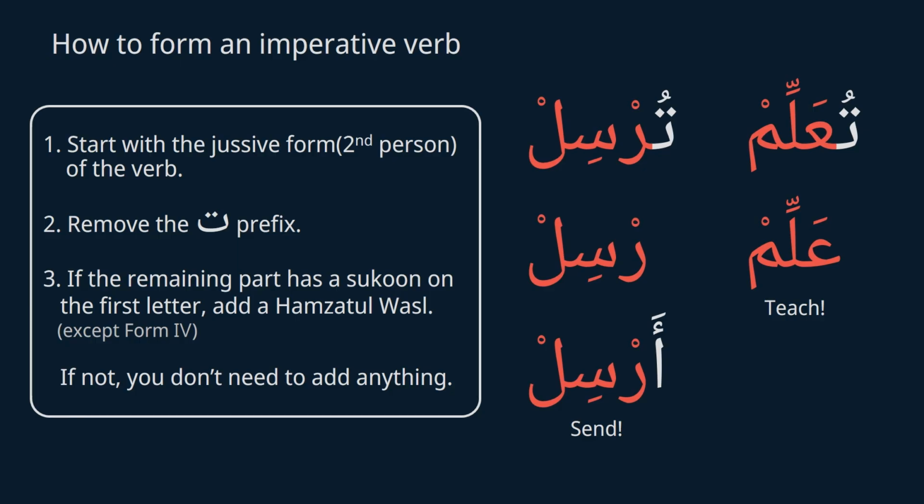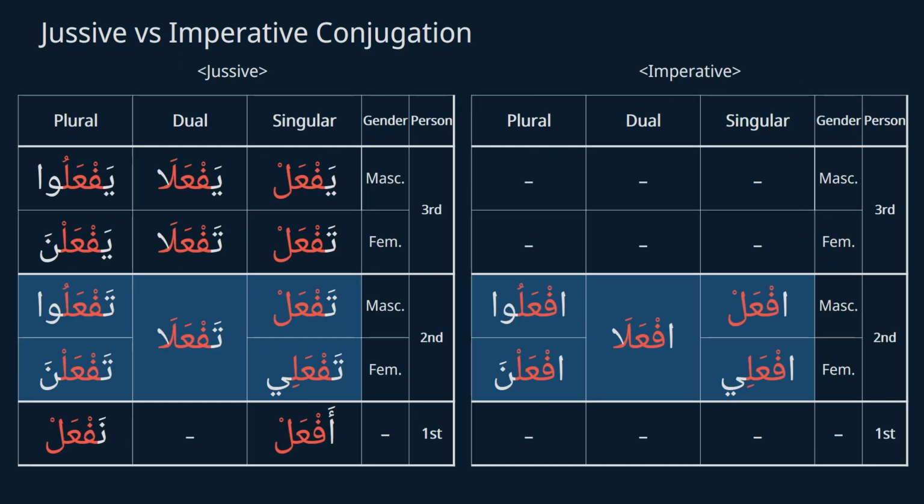Now let's look at the conjugation chart. As you can see, imperative verbs only exist in the second person. If you compare them with the jussive verbs, the only difference is the prefix. Jussive verbs have ta prefix, while imperative verbs have hamzatu wasl. But as I explained earlier, hamzatu wasl is only necessary if the first letter has a sukun. And also remember that imperative verbs are only for positive command. For negative commands, you should instead use a jussive verb.